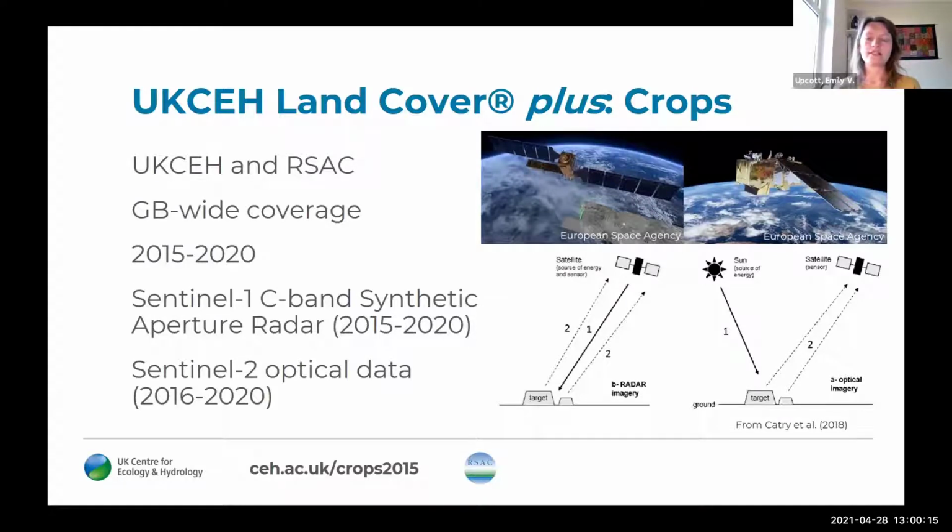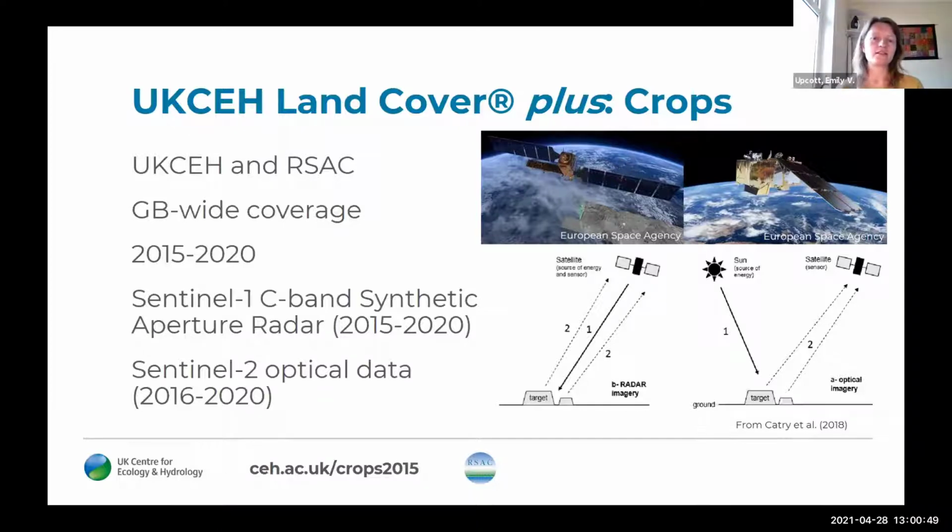So since 2015, UK CEH, in collaboration with RSAC, have been producing the UK CEH land cover plus crops maps, which is an absolute mouthful, but that's what they're called. These are field level vector crop classification data sets for Great Britain. 2020 data were released just a few months ago, and we're expecting that these maps will continue to be produced annually.